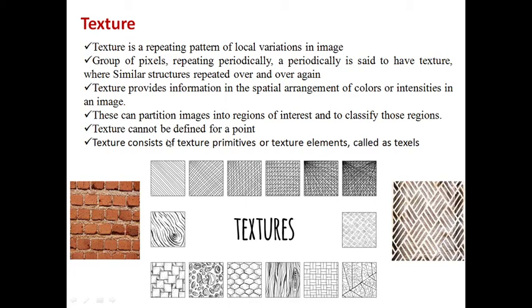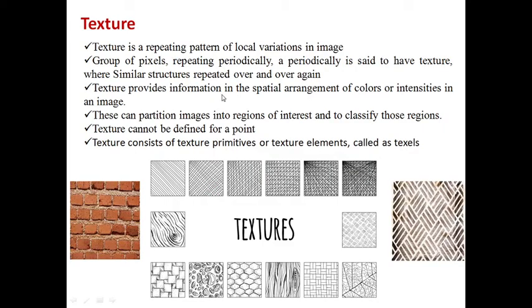So texture cannot be defined for a point. As I have said, texture is a group of pixels. A texture consists of texture primitives, that means basic elements, which we call texels. Just as we call the basic element of an image a pixel, the basic element of a texture is called a texel. So this is one texel, this is one texel. These texels are repeated periodically in a given input image.